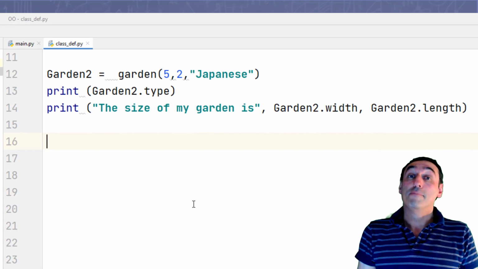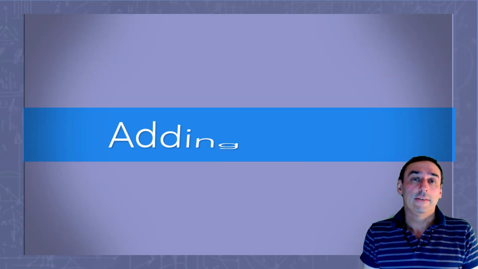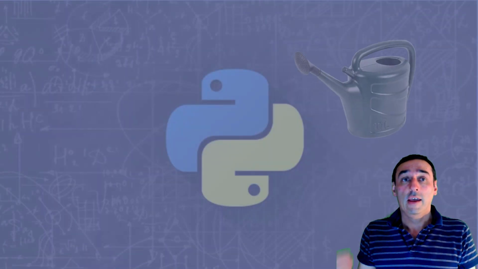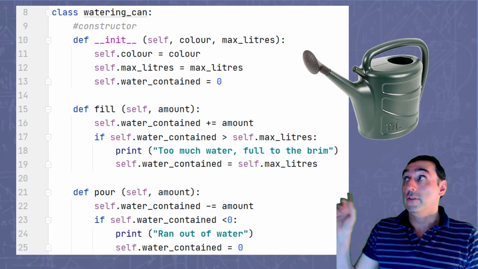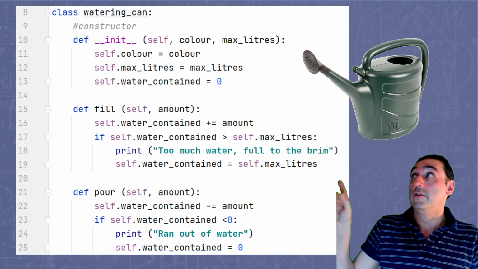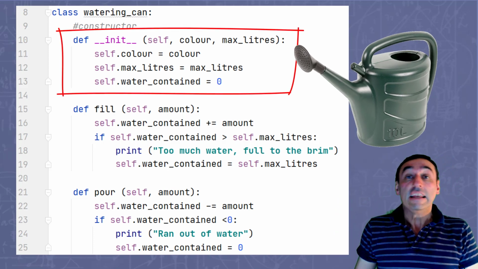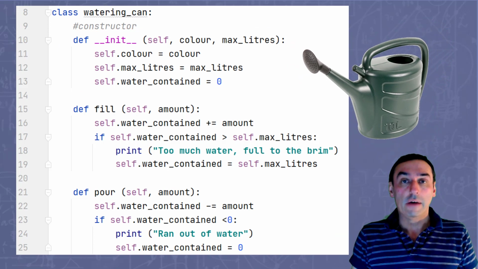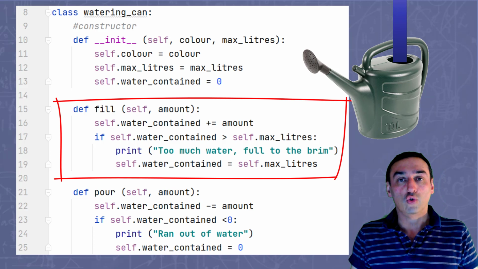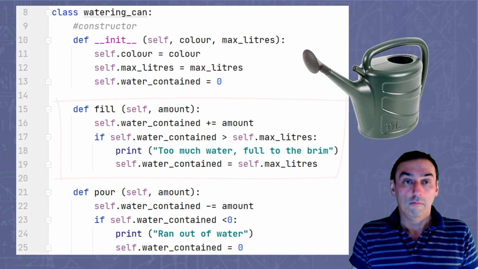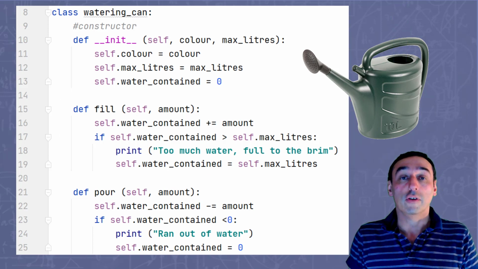Now we're going to create some methods as part of our classes. The first class I'm going to look at is the watering can. So let's take our watering can. We have the class watering can with the following methods. The first method we have, starting from line 10, is the constructor method, which basically initializes the state of the watering can. Then we have the second method, the fill method, which allows us to fill water into the watering can. And then lastly, we have the pour method, which will allow us to pour the water from the watering can.